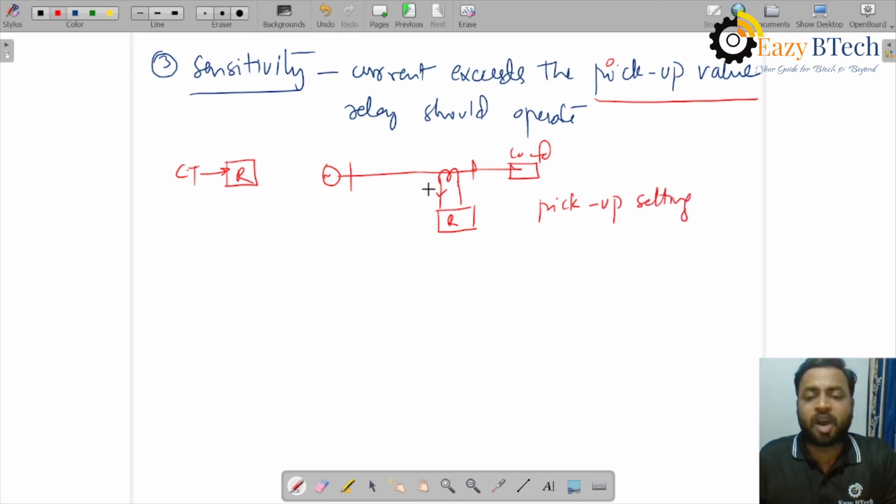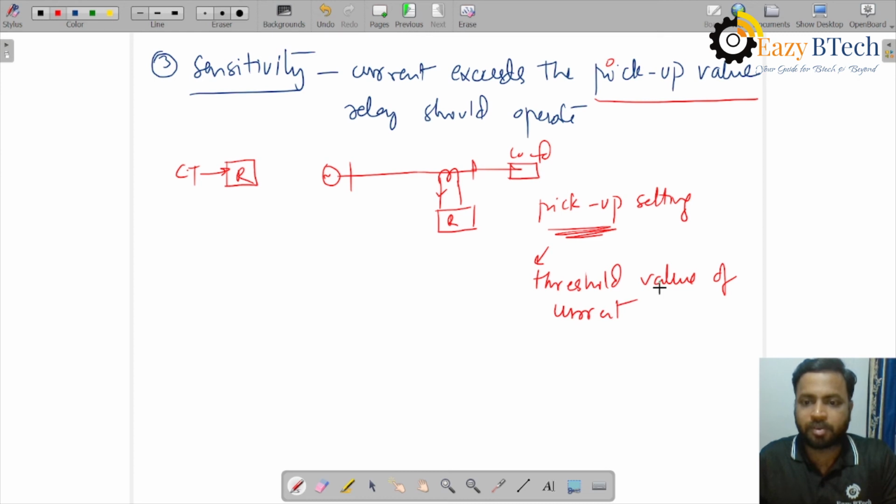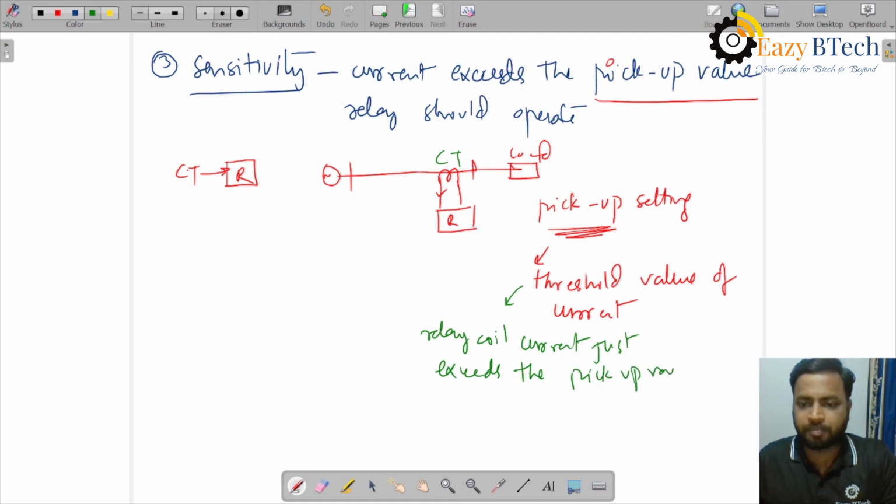So how does this relay distinguish between a fault condition and normal condition based upon the pickup value? The pickup value is the threshold value of current. So if the relay coil current, mind you that relay coil current is nothing but the secondary current of the CT, if the relay coil current just exceeds the pickup value, then the relay should operate.